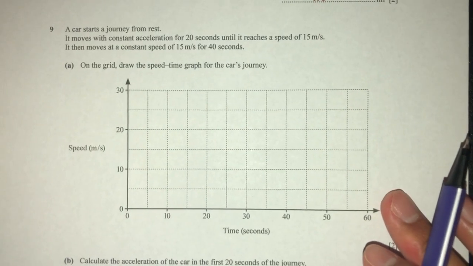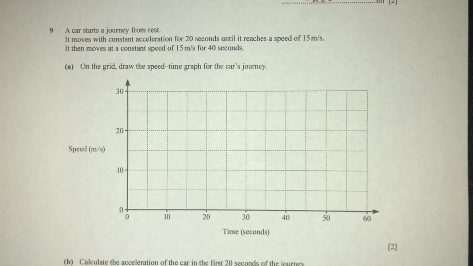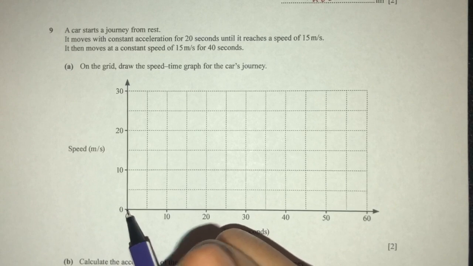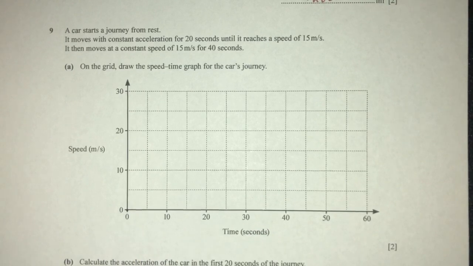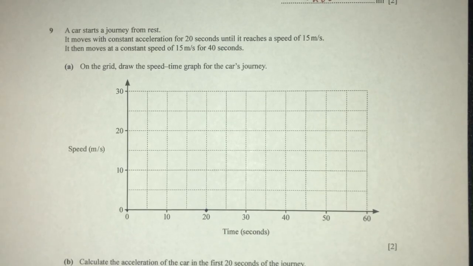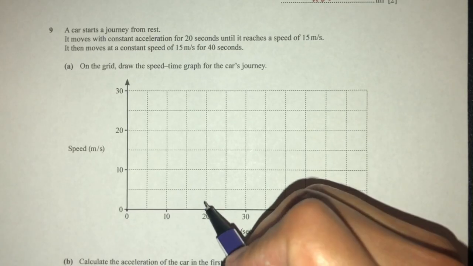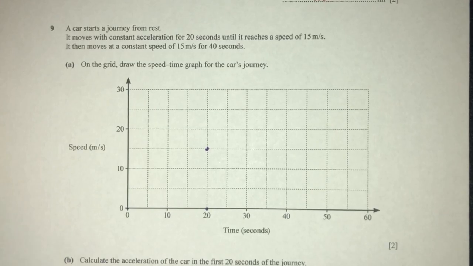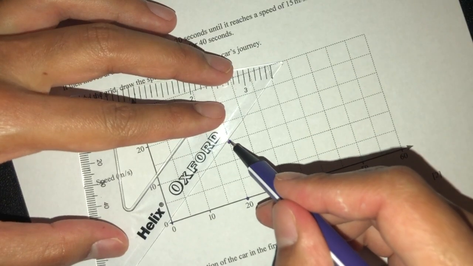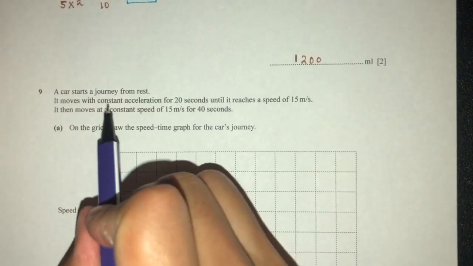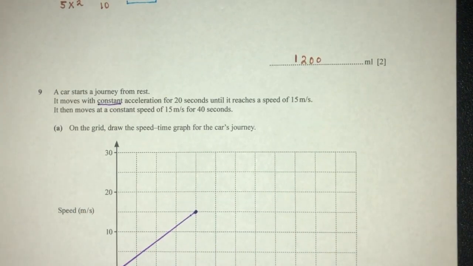Now let's move on to question number 9. A car starts a journey from rest. From rest means when speed was 0. It moves with a constant acceleration for 20 seconds, right here, until it reaches a speed of 15. Speed of 15 to 20, 15 will be right here. Now obviously it will be joined with a straight line. Why? Because it moves with constant acceleration. That's why it will be a straight line.